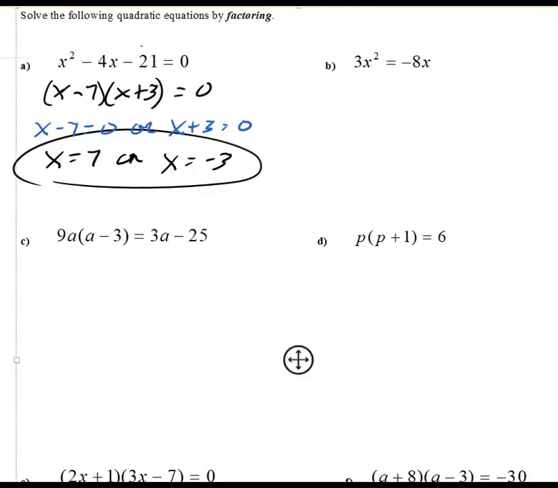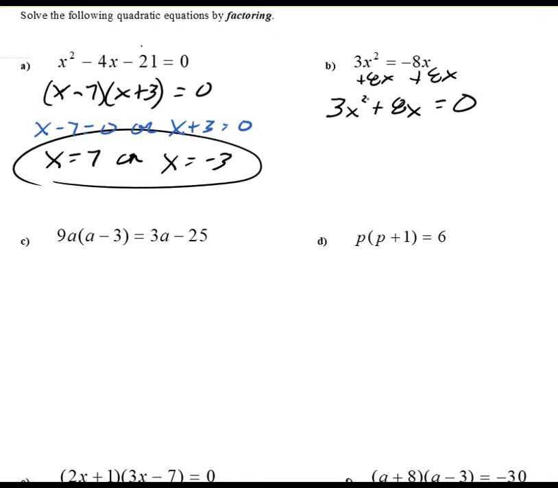Okay, for this next one, we want to write the equation equal to 0, so we'll just add 8x to both sides. We'll end up with 3x squared plus 8x equaling 0. So once it's expanded, we can factor it. Notice there's a common factor of x, and if we take an x out, we're left with 3x plus 8 equals 0. Once it's factored, we can set each factor and solve each factor equal to 0.